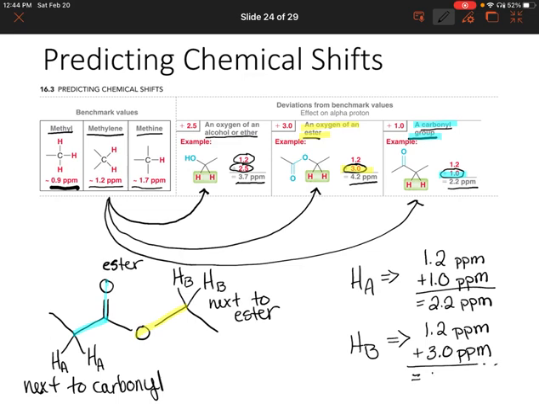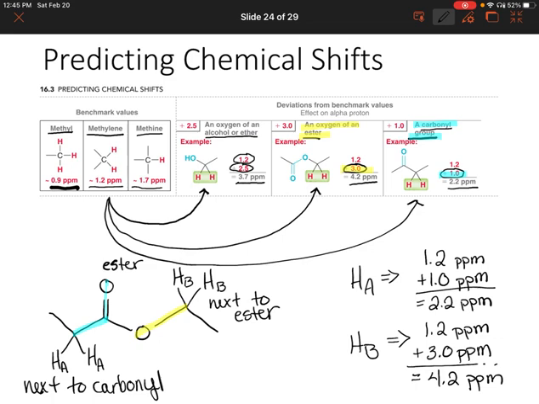So that would give us 4.2 parts per million. Now notice that HB is more downfield, or it has a higher ppm value than HA. And that's because HB is right next to that oxygen. So the oxygen is withdrawing electrons. But HA is a little bit more removed from that oxygen, so it's going to be more upfield. It's not quite as affected by the oxygen atoms as HB is. So distance from an electronegative atom also plays a part in chemical shift.